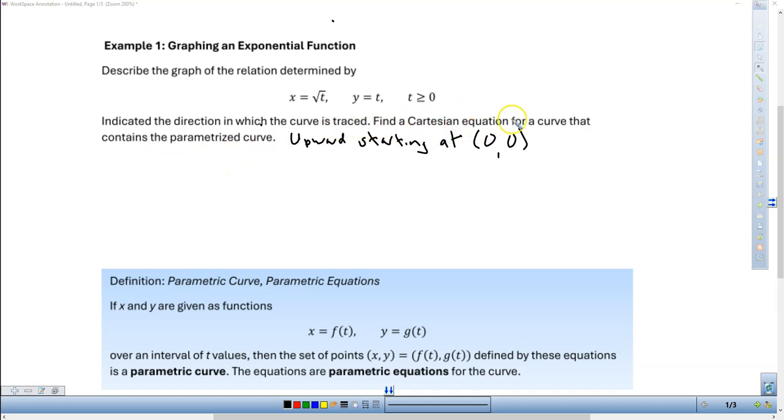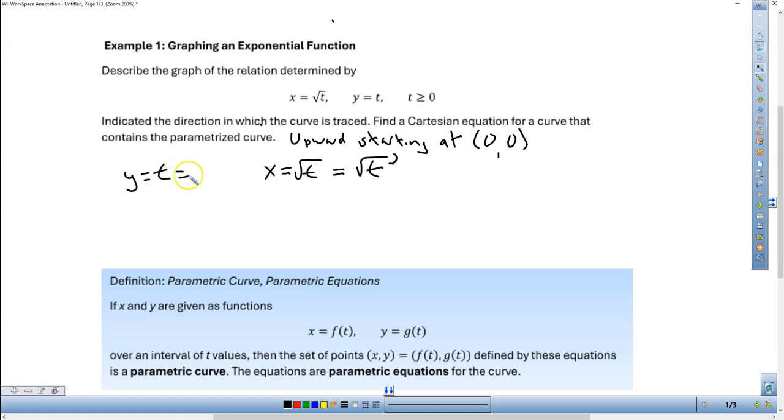Now for the second part, we want to find our Cartesian equation. So recall, if we look at our relation up here, we know that y is equal to t. And if y is equal to t, we can also say that, looking at what x is saying, x is equal to the square root of t. Well, the square root of t squared would be the same thing as t.